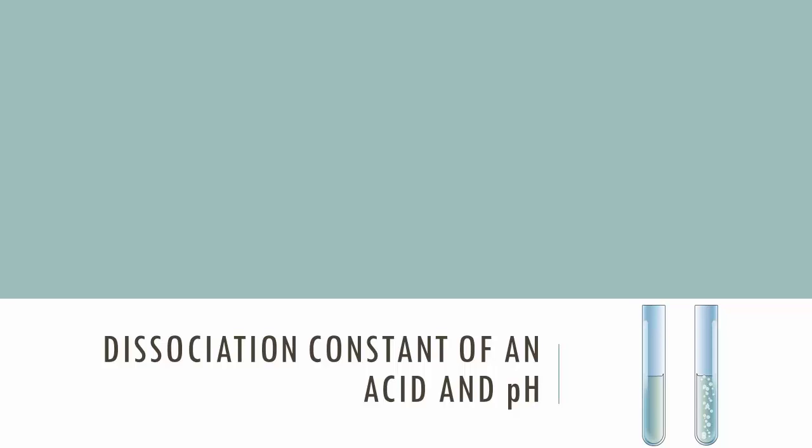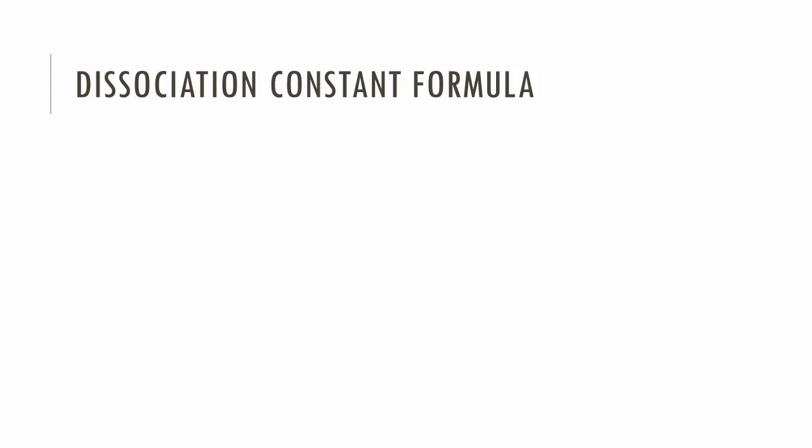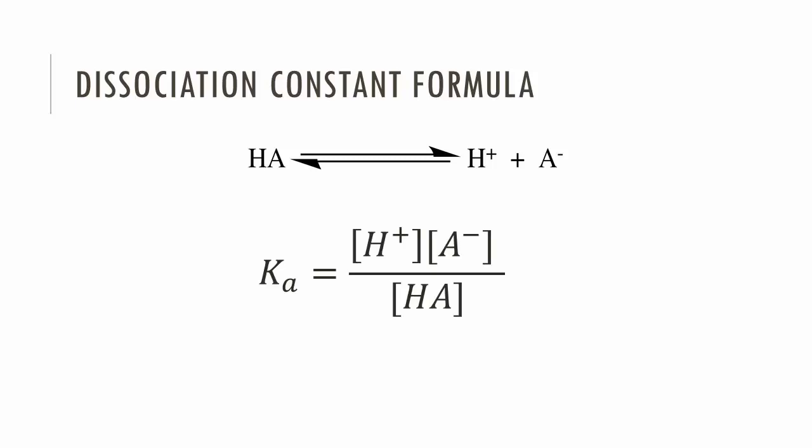The dissociation constant of an acid, and pH. A weak acid in solution will not dissociate completely. In fact, its dissociation will follow this formula, where Ka is the dissociation constant, [H+] and [A-] in brackets represent the concentrations of the dissociated ions, and [HA] in brackets is the concentration of the acid. Concentrations are always in moles per liter.